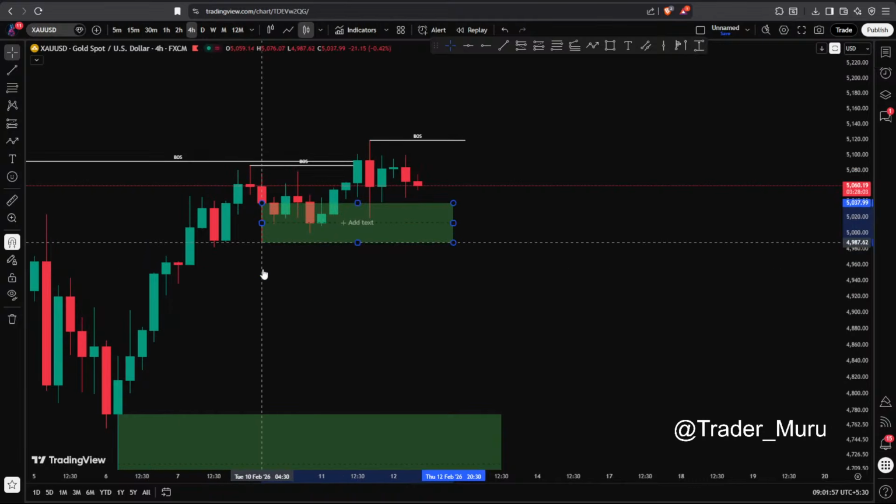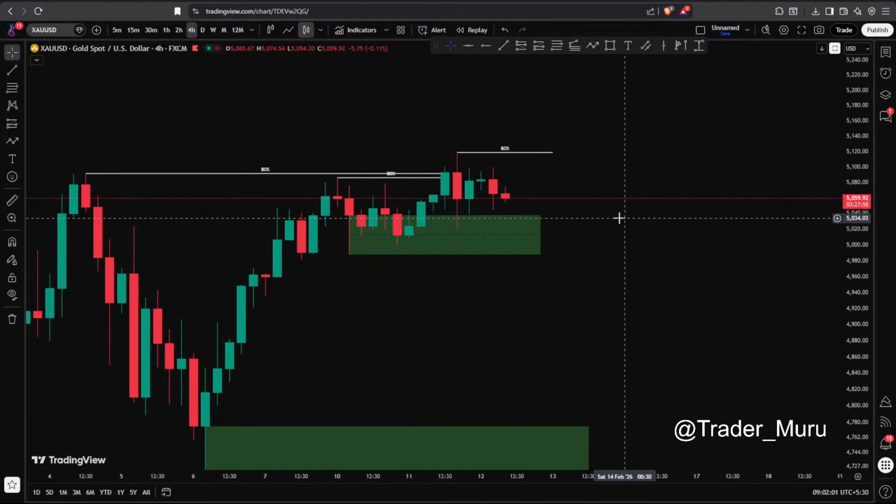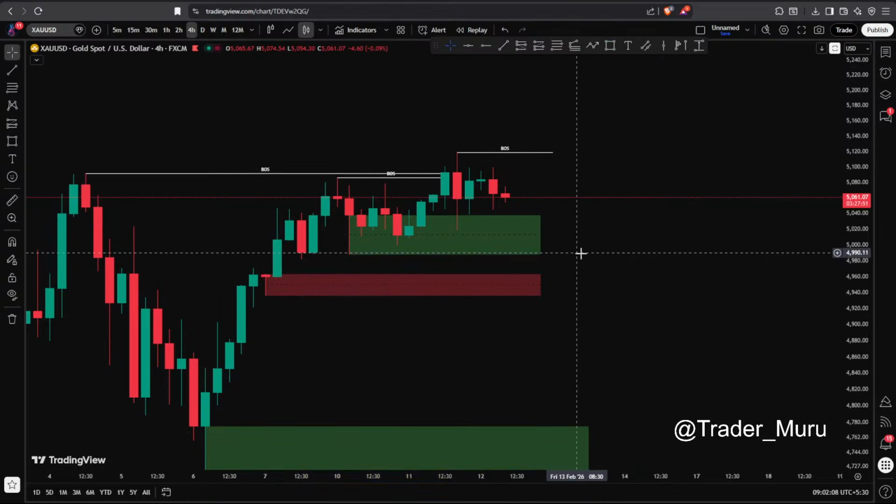Currently it is bullish, testing these areas and pumping. It will drop. If we have liquidity, then it will be much better.